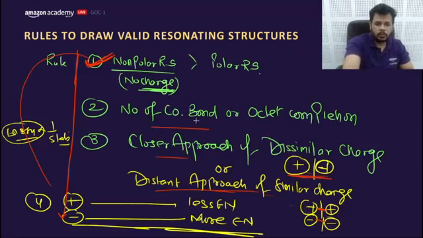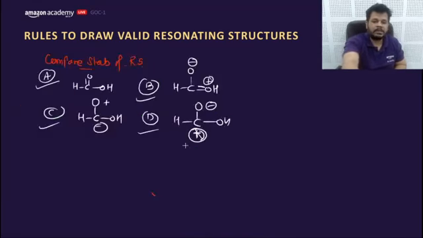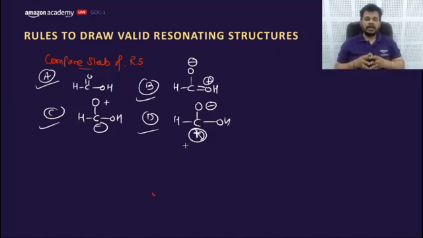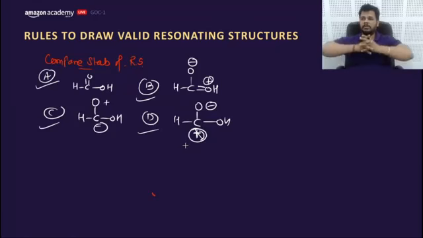These are the rules to follow. Non-polar, polar first, and then number of bonds, and then the closer approach of dissimilar charges or distant approach of similar charges, and the last one is positive charge is more stable on less electronegative and negative charge is more stable on more electronegative. Considering all these 4 rules, try to answer the question, compare the stability of resonating structures. What would be the answer?